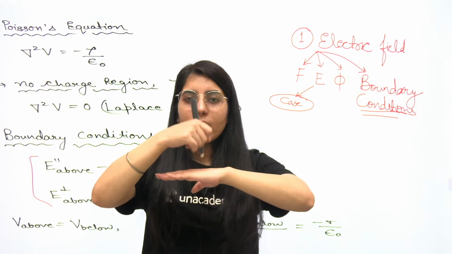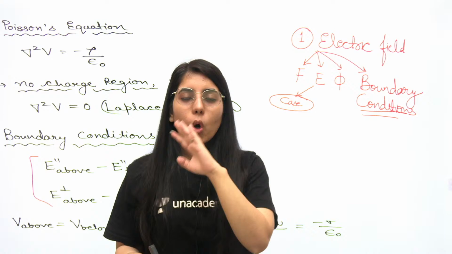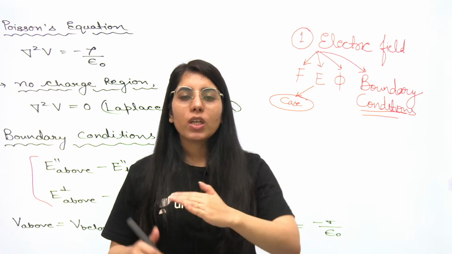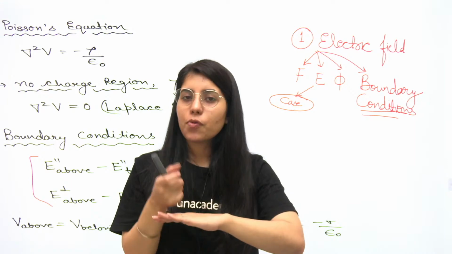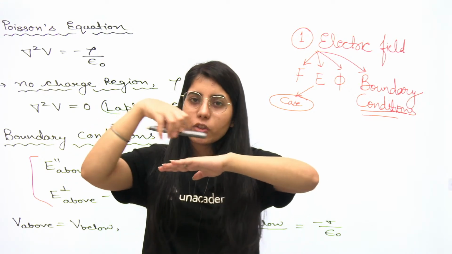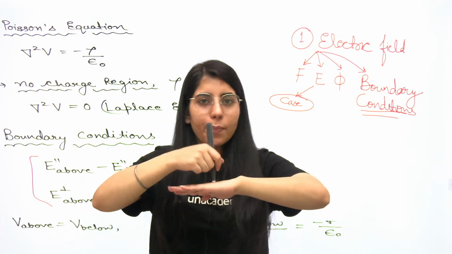They will be y or z, because we know as per the axis, x, y and z, all three are normal or perpendicular to each other. Clear? So in this way, you will be able to know about the normal components from the given expression of electric field, or the tangential, which means parallel components or along the same axis.